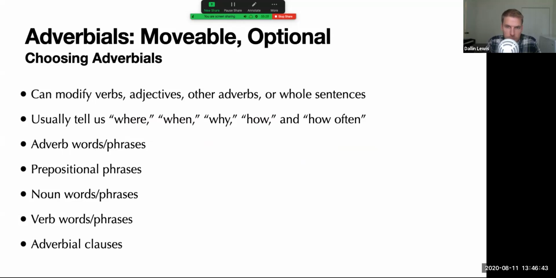We talked about conjunctive adverbs. Adverbials usually tell us where, when, why, how, and how often. Adverbials can be comprised of many different types of words or phrases, as I showed in that table a few slides earlier. They can be adverbs themselves or adverbial phrases. They could be prepositional phrases. We've talked about that. But they can also be nouns or noun phrases. Verbs or verb phrases can also function as adverbials. And then finally, entire clauses with a subject and predicate and all that can function as an adverbial. All right, so we'll talk about these one by one so that we get a clear sense about all the different types of adverbials there are.